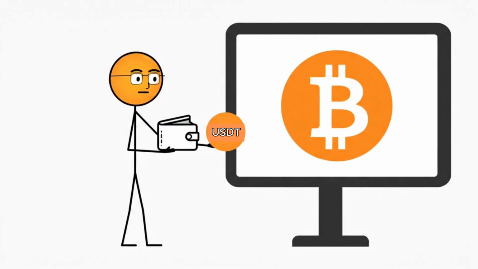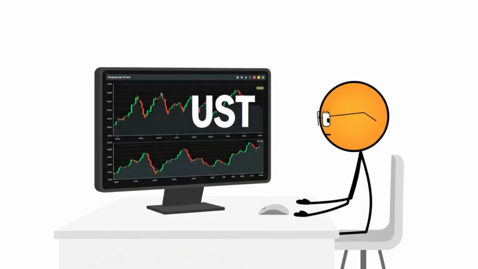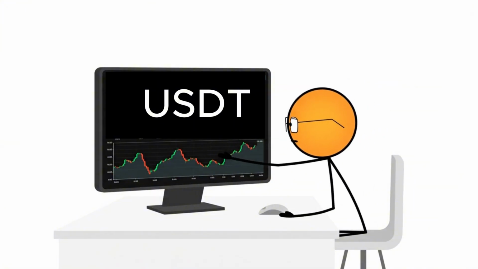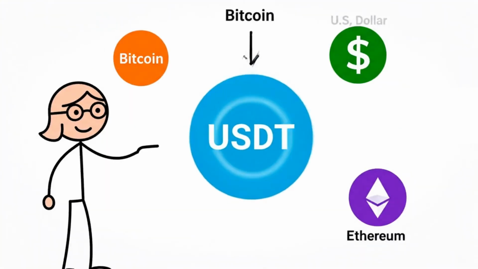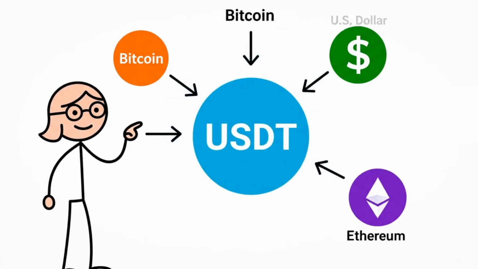You buy Bitcoin with USDT. You sell Bitcoin and get back USDT. You trade altcoins, futures, or margin, and almost everything still revolves around USDT. That is why USDT sits at the center of the crypto market, not the US dollar, or even Bitcoin.